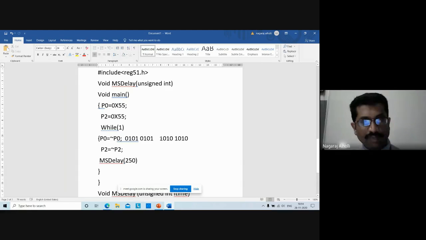If we check what will be the not of AA, not of AA will be nothing but 55. Getting the point here? Therefore, this will continue, and the toggling will continue indefinitely because of the while of 1 loop. Clear here? This is how we write a program for toggling the bits of the ports continuously with some delay, using the inverting operator. Is this program clear here, students? Yes.